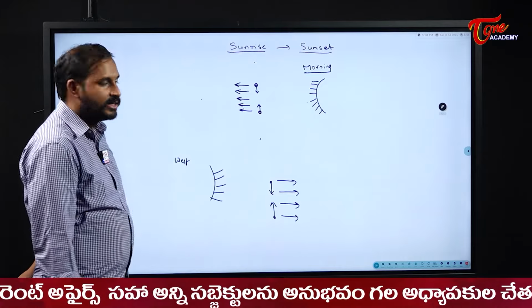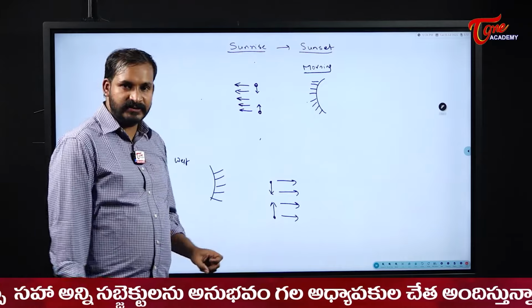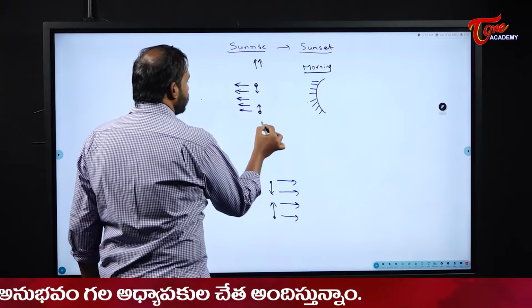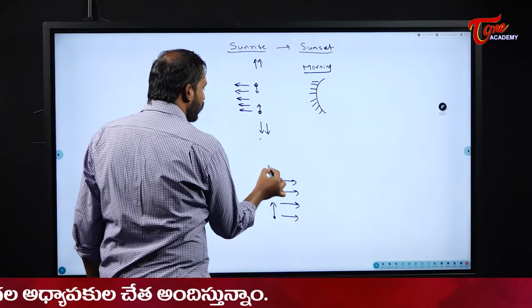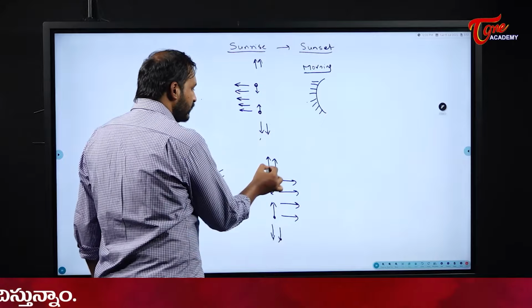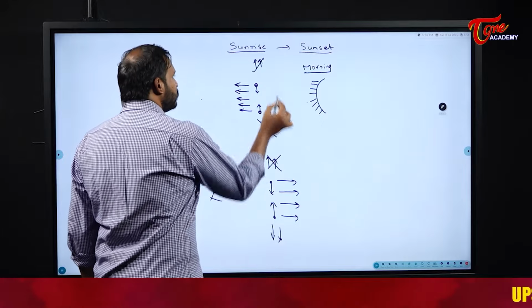Towards this direction. Now, if two persons are standing in these positions, is there any chance for the shadows to fall in this direction or in this direction? Whether it is morning or evening, will the shadows fall in front of them or behind them? No, right? These cases are not at all possible for them.